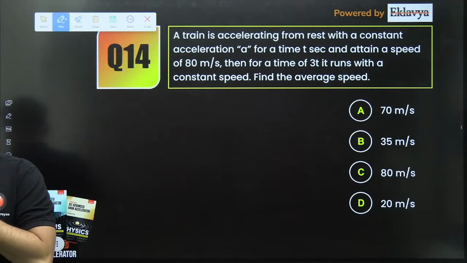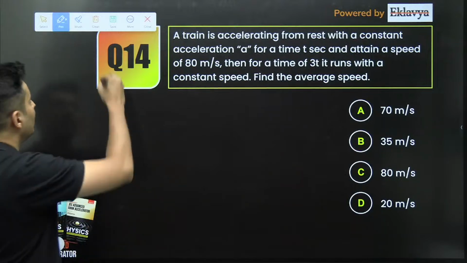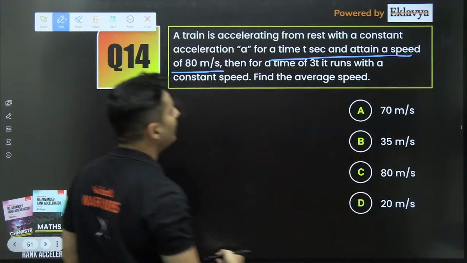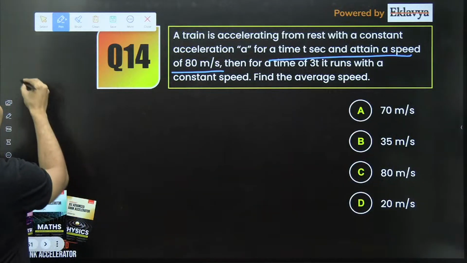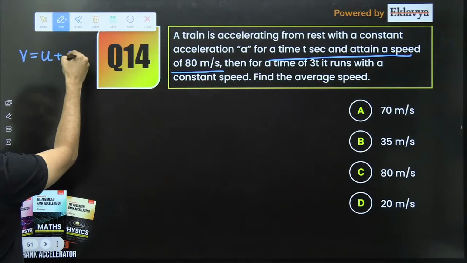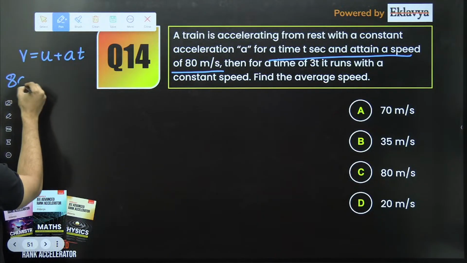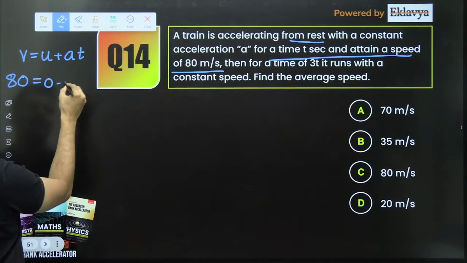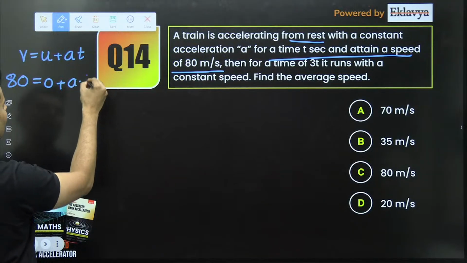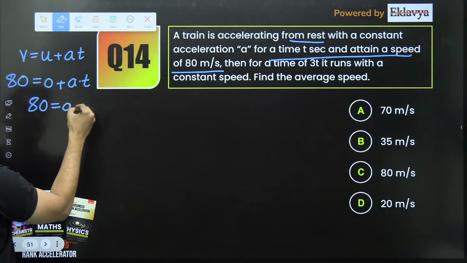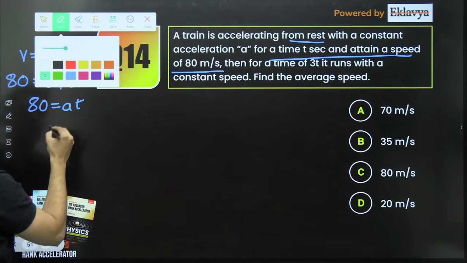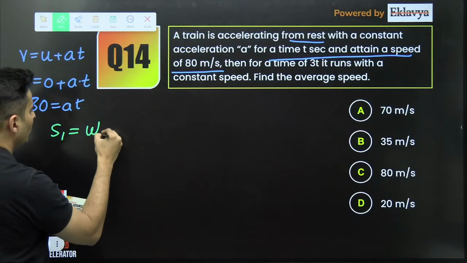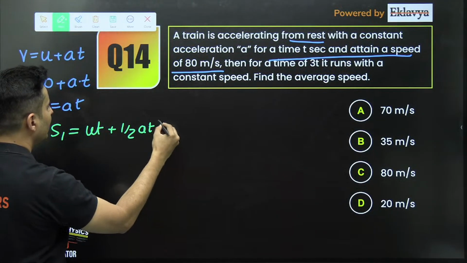So what we can do is, first of all, write down some equations. Let's see what we can do for the first part. It is accelerating for time t, reaches the speed of 80. So using v = u + at, final speed is 80, initial speed is rest, so 0 meters per second, acceleration not given, time is t. Then apart from this, I can also write displacement in the first part when it is accelerating will be ut plus half a t square.